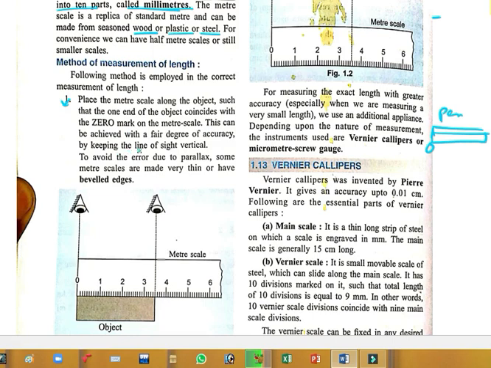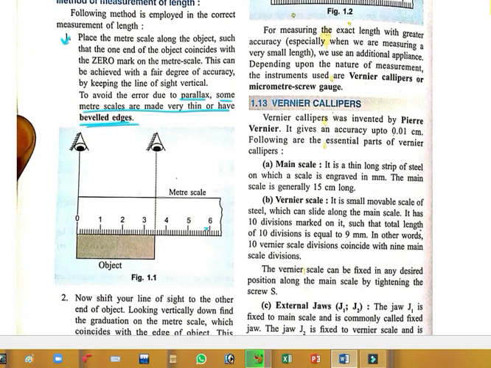This can be achieved with a fair degree of accuracy by keeping the line segment vertically. Okay, so suppose you are taking 0 either towards the left or towards the right, there will be some error, there will be no precision. So to calculate the length more precisely, we have to take 0 at the end of the pen or any end of the object. And to avoid the error due to parallax, some meter scales are made very thin or have beveled edges. Fine.